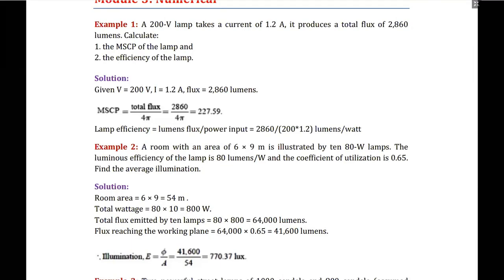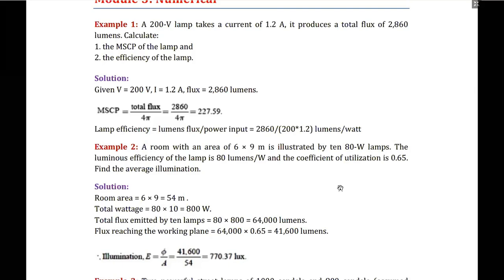कैसे निकालेंगे? एरिया दिया हुआ है हमारा इस रूम का, that is 6 into 9. It means 54 meter square. It is written here meter, it should be meter square. So 54 meter square is the area of the room. What is the total watt? Number of bulb is 10, and each bulb has wattage of 80 watt. That is the rating. So total wattage is 800 watt.